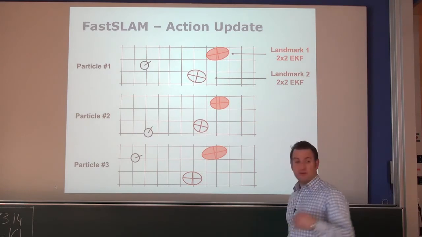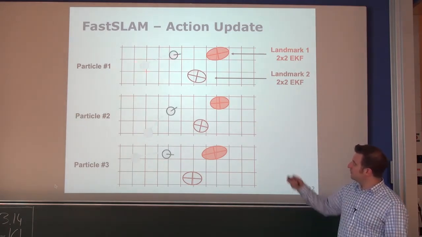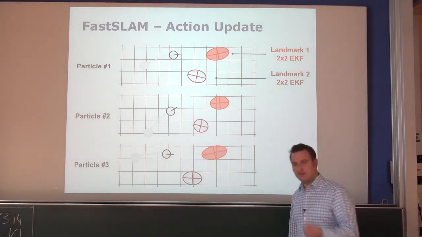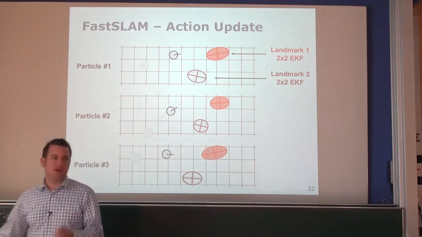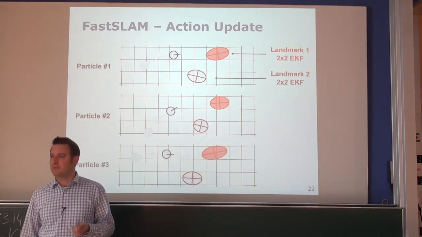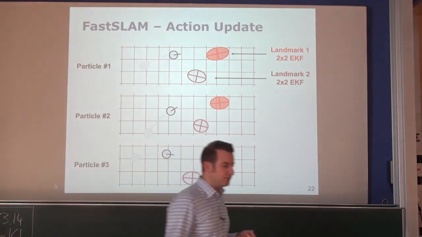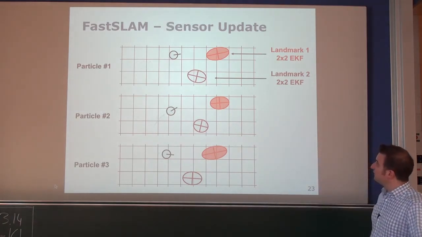So what happens? The robot moves. So this one said, okay, the robot moved over here. This one said the robot moved over here. This one, the robot moved over here. This new position is generated with the proposal distribution, which is equivalent to the localization problem. So I just use my odometry motion model to draw the next pose. And the next step, which needs to be done, is the sensor update.